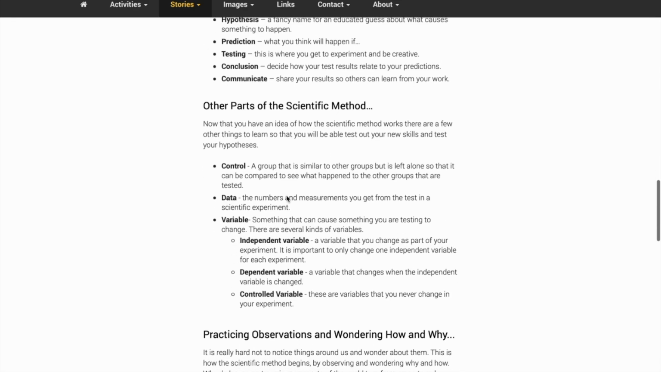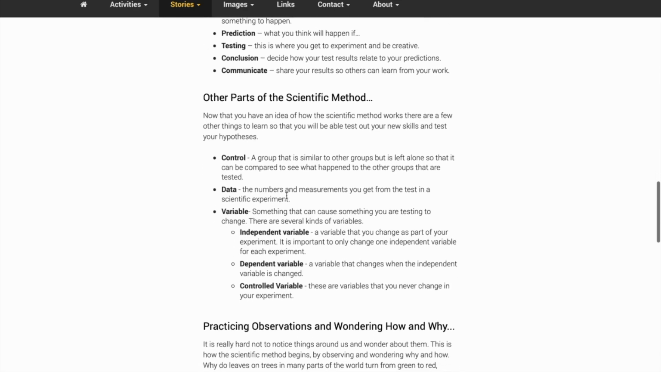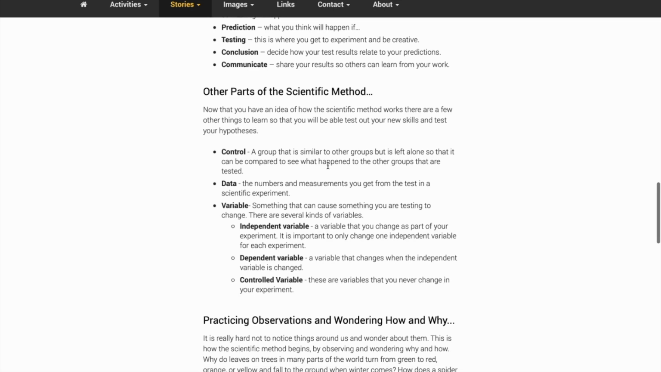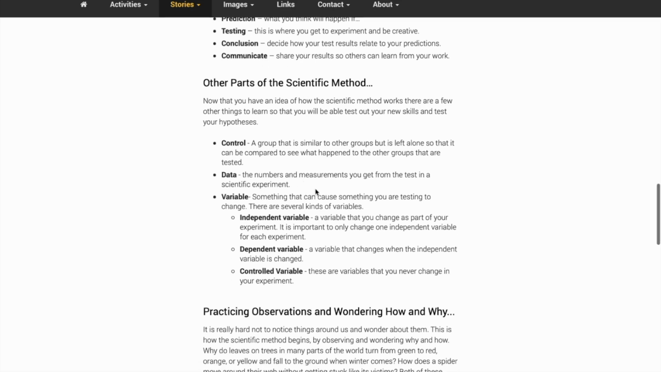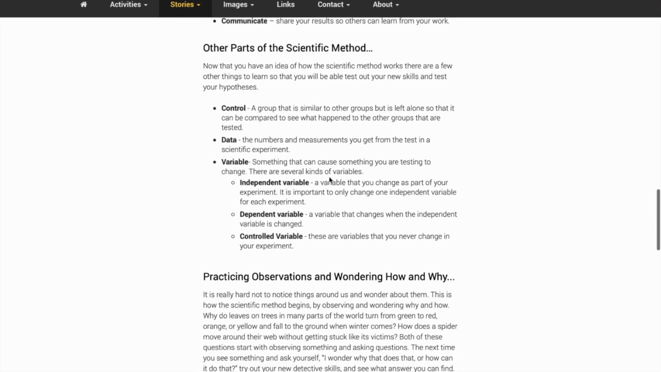Now, a few details that would be included within the scientific method would be what we would first start with as a control group. So as it says here, a control group is a group that is similar to other groups but is left alone so that it can be compared to see what happened to the other groups that are tested. Okay, so you don't touch the control. So again, you have an original sample, and I could say, okay, this is what's standard before I began to manipulate with my experiment. Data: these are the numbers or measurements you get from the test in the scientific experiment. And variables: something that you can use or test to change.